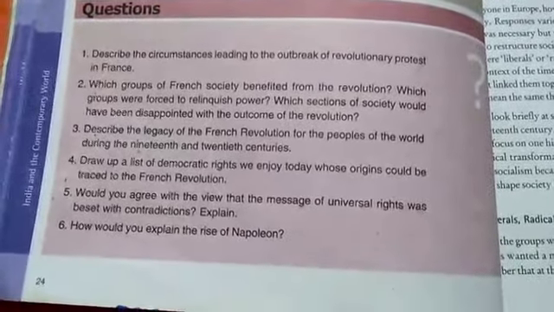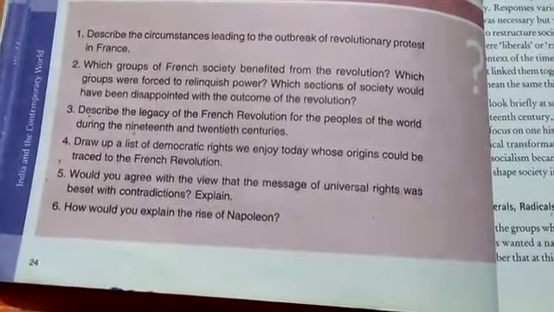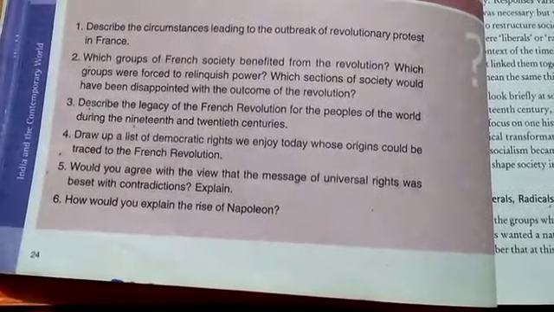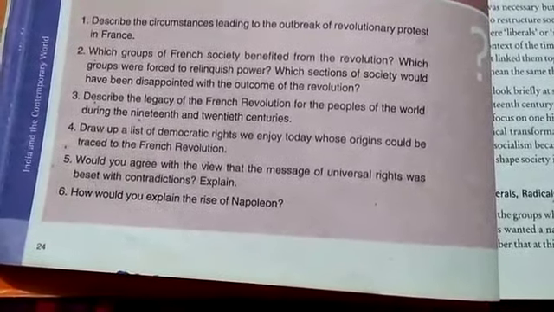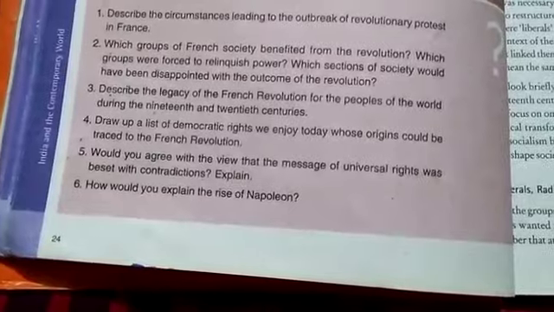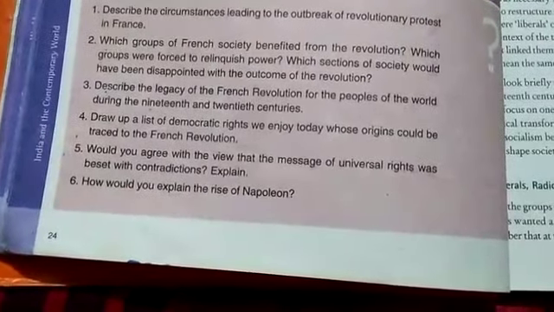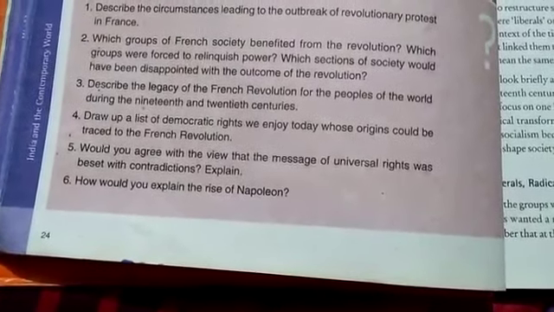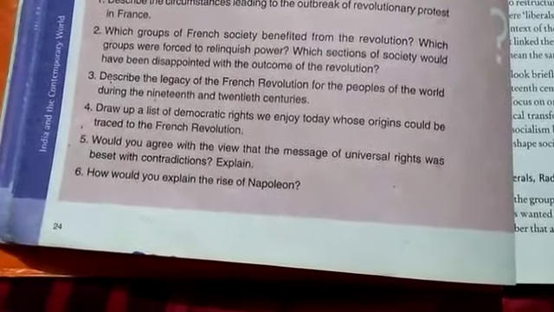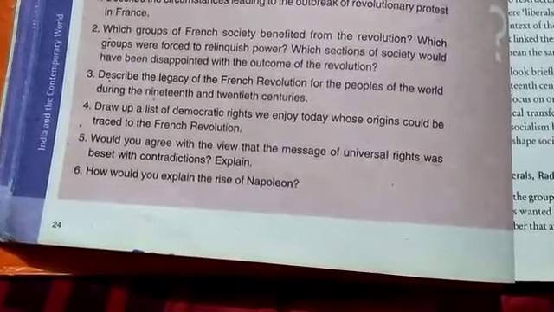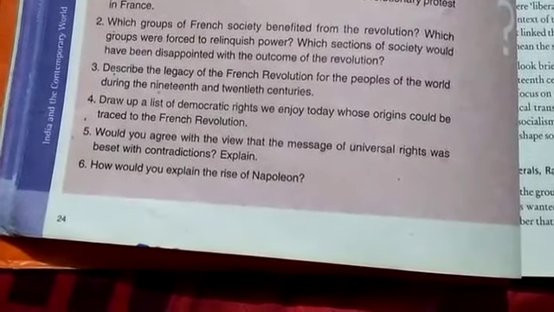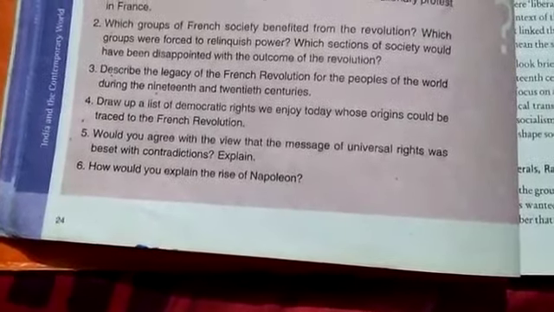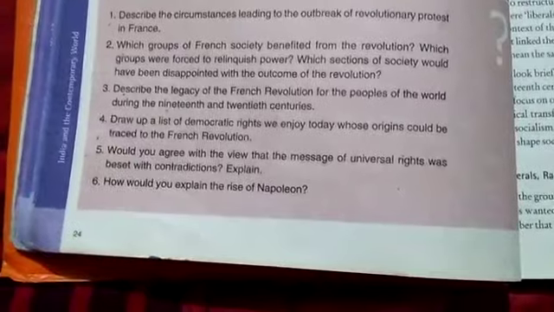the outbreak of revolutionary protest in France was the culmination of social, political, economic, and intellectual factors. First, social cause. French society was divided into three estates. The first estate and the second estate belonged to the privileged section. The first estate consisted of the clergy and the second estate comprised the nobility.